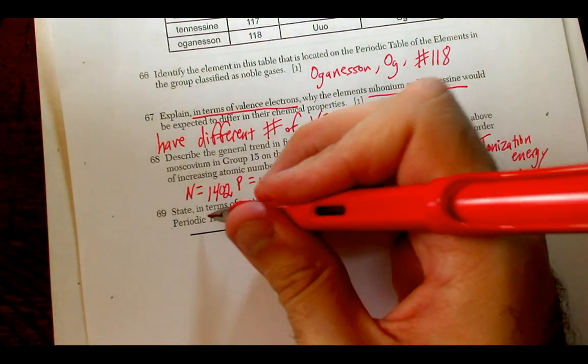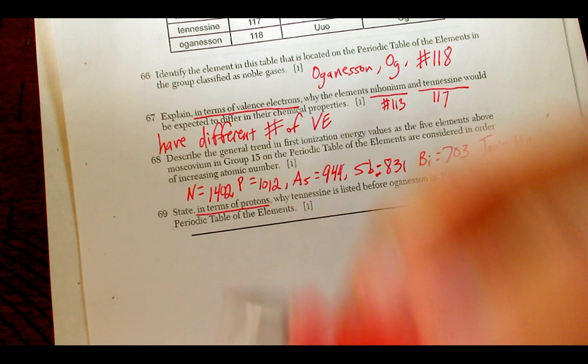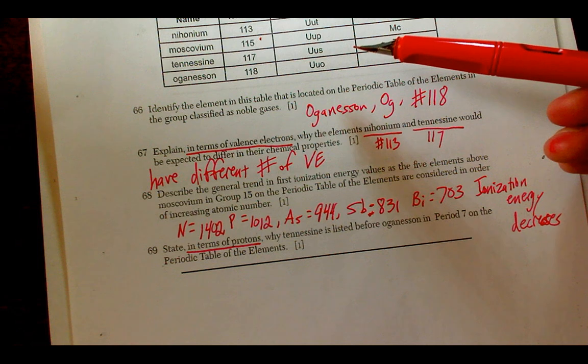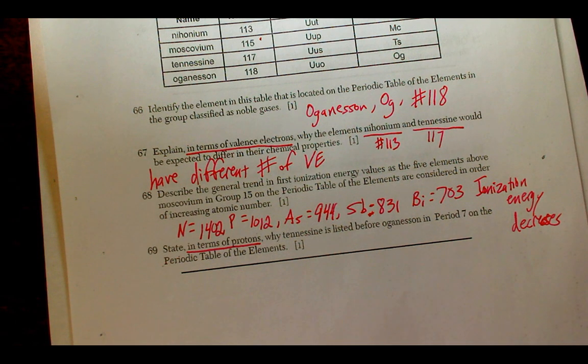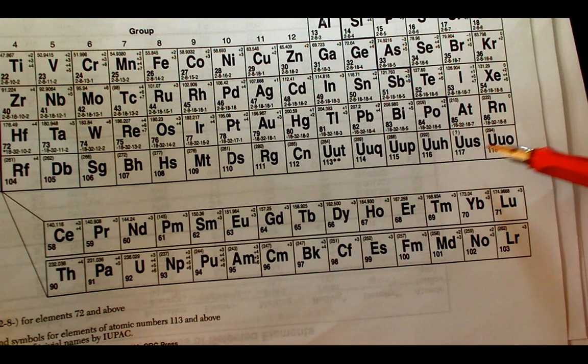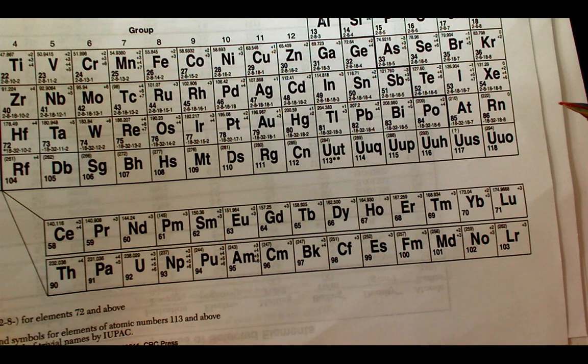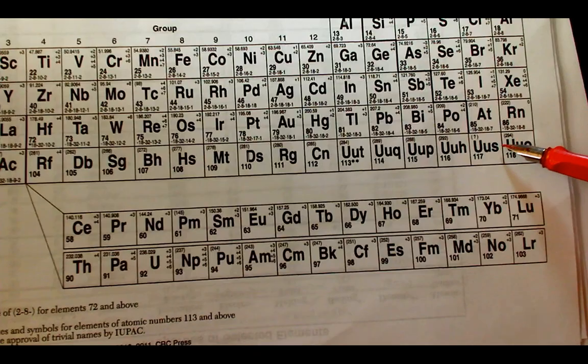69. State in terms of protons. We have to talk about protons in our answer. Why tennessine, this element right here, is listed before oganesson in period 7. So why is tennessine at number 117 listed before oganesson at number 118? Why is 117 before 118 in terms of their protons? Well, the periodic table goes in order of protons. So just write: this guy has 117 protons. This one has 118 protons.